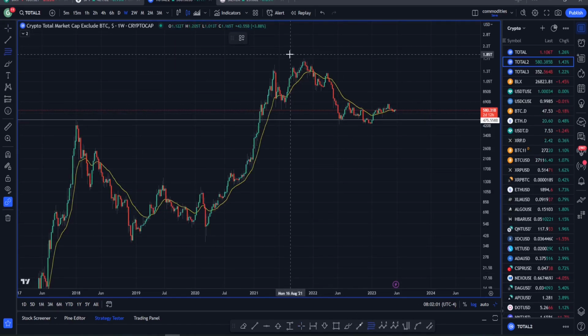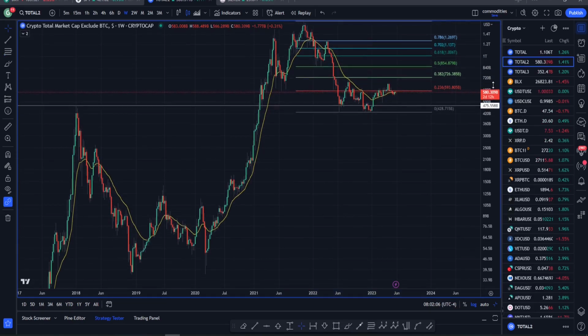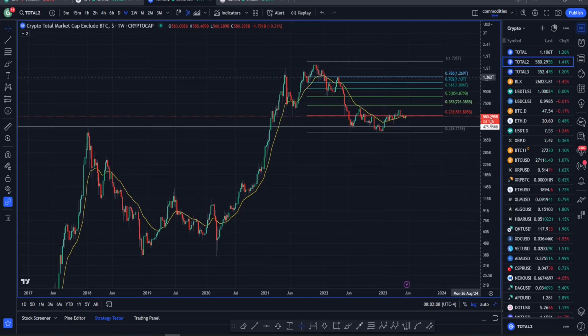But we can pull another fib here on total 2. So you see total 2 is not as strong as total, because obviously Bitcoin is going to be leading the way. But as you can see, it is sitting right here at this 0.236 Fibonacci level.